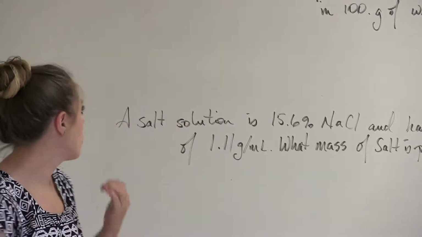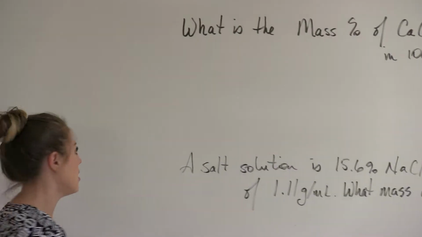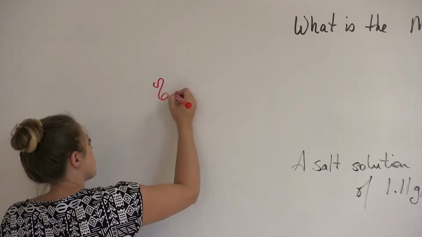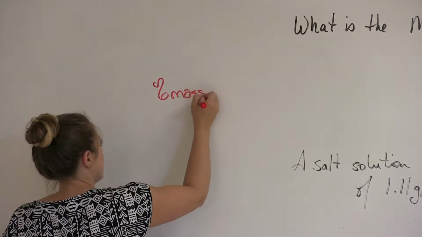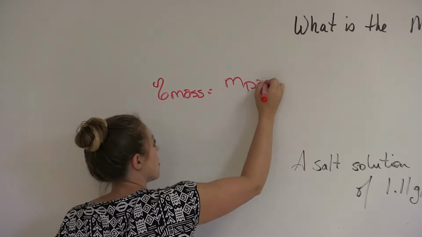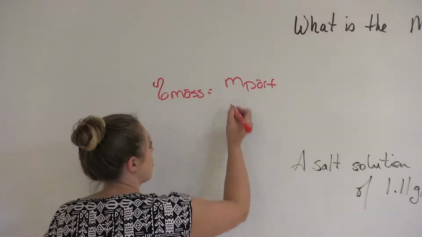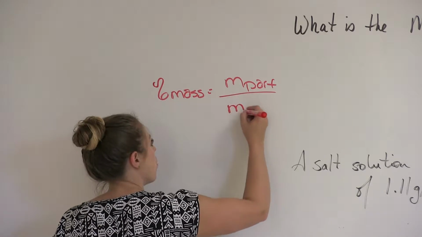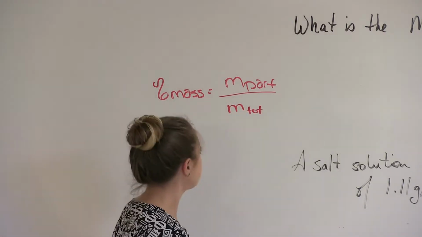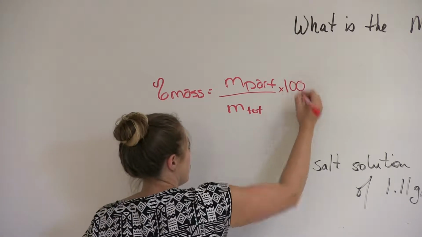So on the board we've got a couple of problems here, but let's go review real fast the equation for mass percent. So percent mass is going to be equal to the mass of the part, and when we say mass of the part, it's whatever we want to find, so whatever compound we're looking for, divided by the total mass, so the mass of the whole solution together. Okay, and of course it's percent, so we're always going to have to times it by 100.